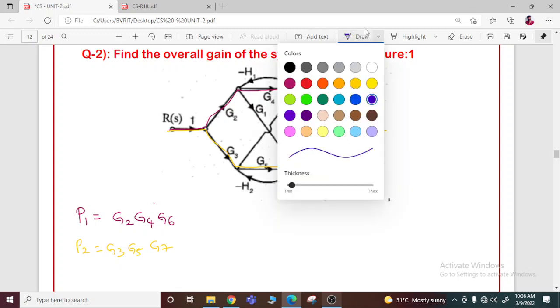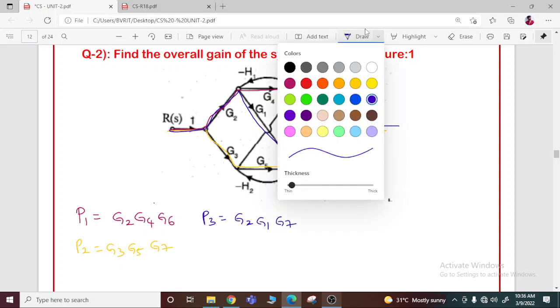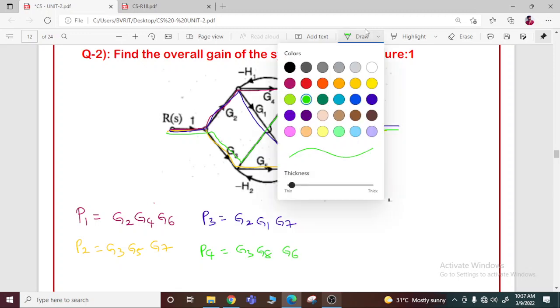Similarly, third path, this is the third path, I can write here P3 is equal to G2, G1 and G7. So, fourth path is this one. So, P4 can be written as G3, G8 and G6. So, there are two remaining paths available. So, I can write like this.